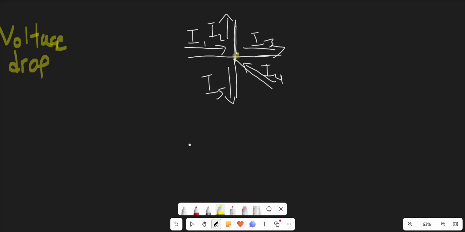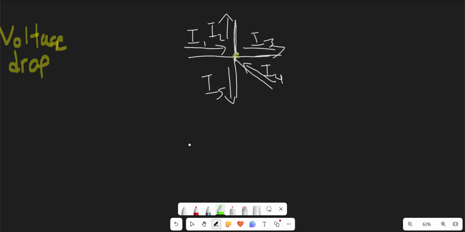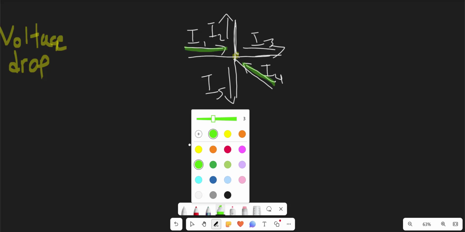So let's start off by identifying all the currents entering the node and all the currents leaving the node. I'm going to highlight the ones entering the node with the color green. So I1 is entering the node, I4 is entering the node, and I5 is leaving the node, I3 is leaving the node, and I2 is leaving the node.